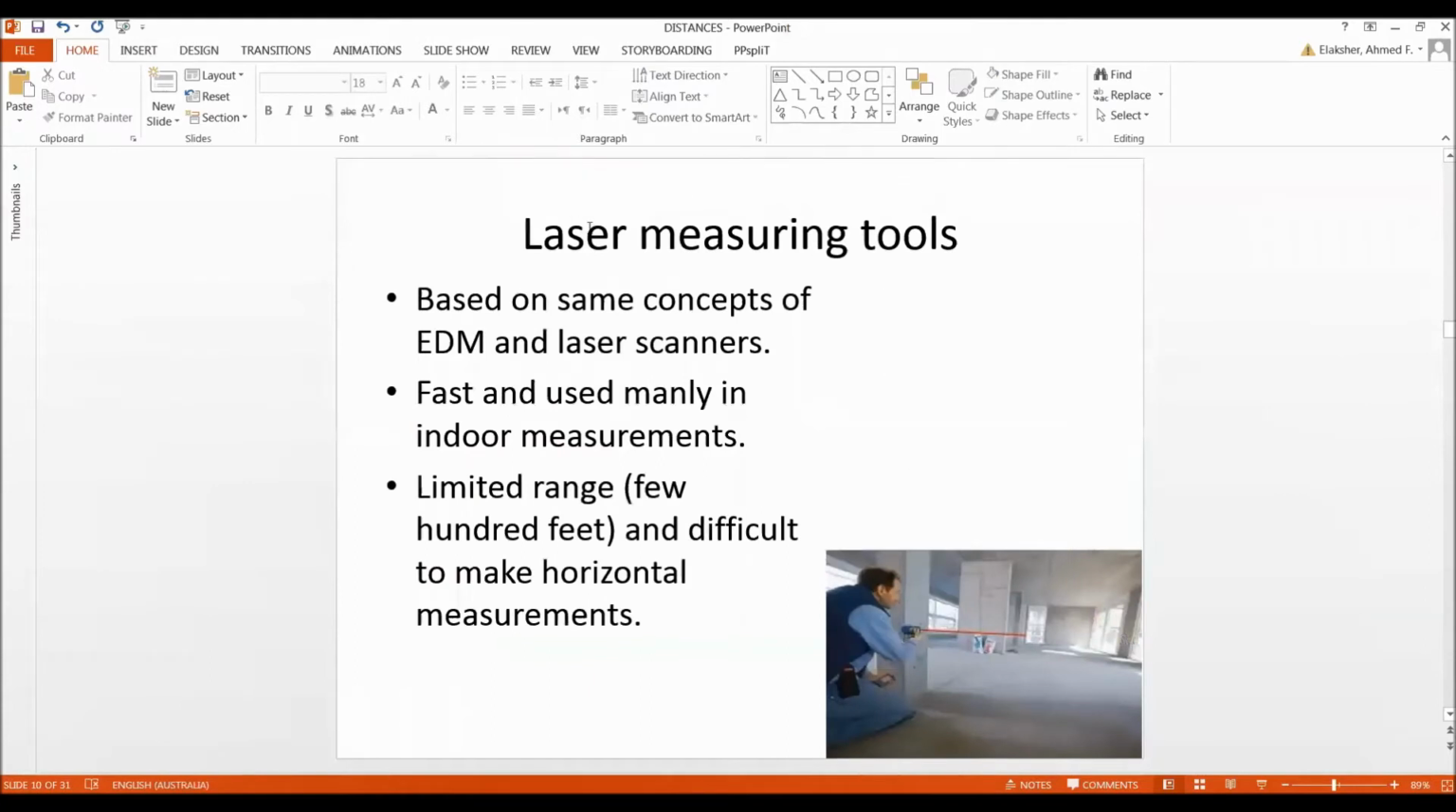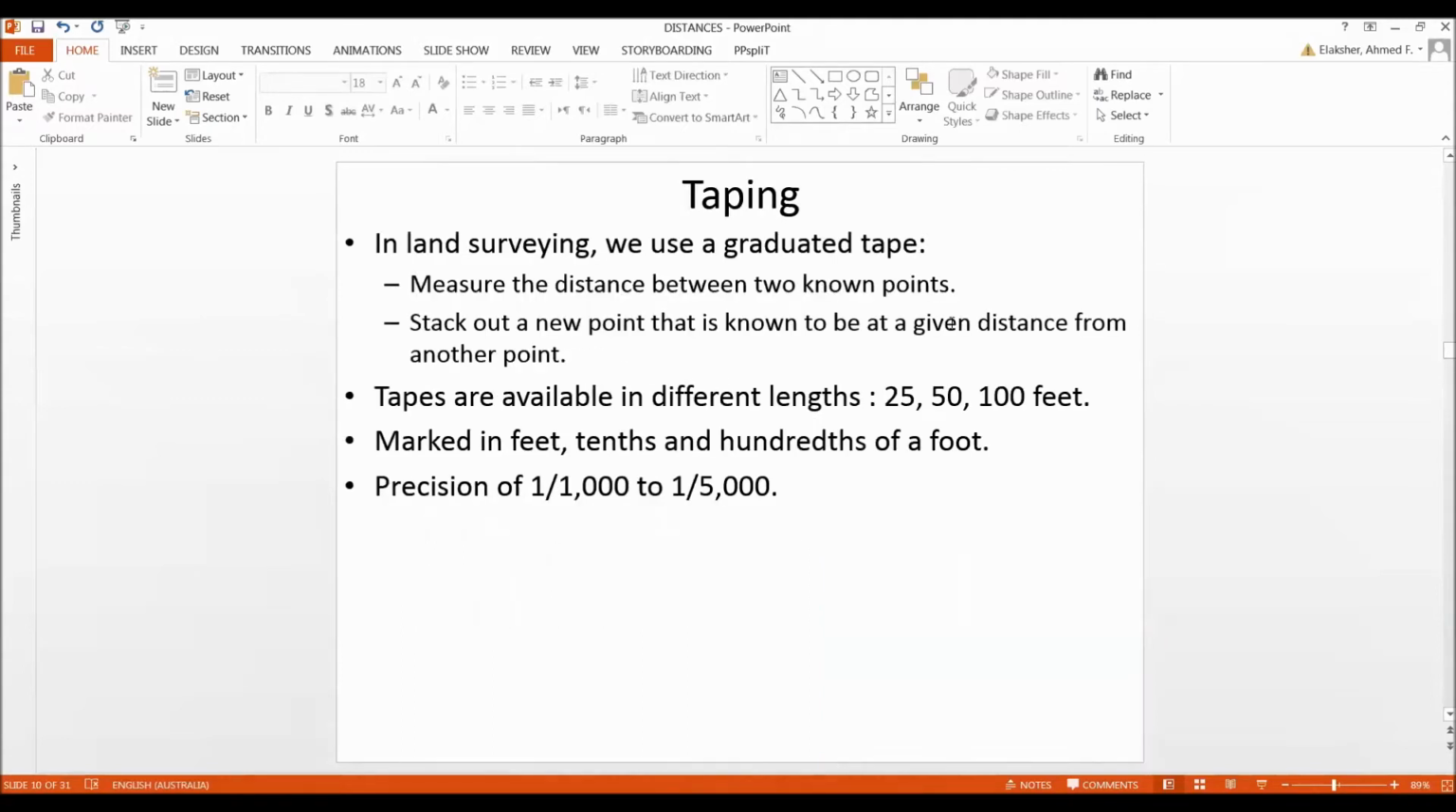We do not use laser beams. So why don't we use these laser measuring tools? First of all, they have a very limited range. They are not supposed to be surveying tools. That's why they have limited range. And also, it's very difficult to align them horizontally. So that's why these are not surveying measuring tools.